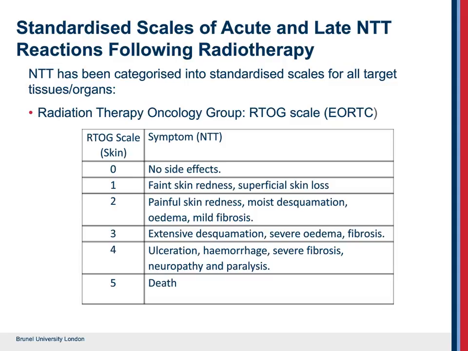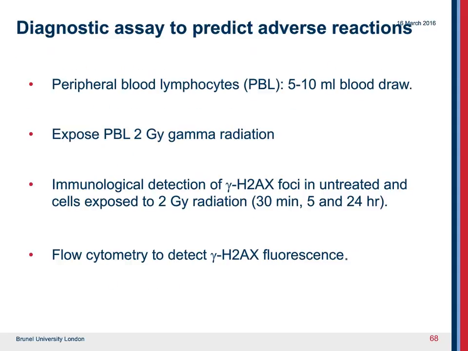So how we did this, we took a liquid biopsy, 10 mils of blood from our cancer patients, identified the peripheral blood lymphocytes, or PBLs, by buffy coat, treated the cells with 2-grey gamma irradiation to induce the damage, and then did our kinetic of repair, and then we used flow cytometry to detect gamma H2AX.